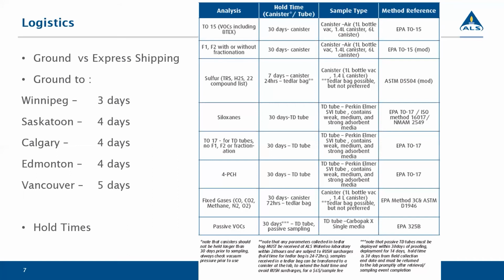The other reason that I have this particular slide up is for the hold times. So when we look at the canisters coming in, again, as I had mentioned, when it comes to fixed gases and sulfurs, we do ask for them to be in separate canisters. The one nice thing that you can do with those is if you're taking into a 1.4 liter can, you could ask for a duplicate sampler, and that way you're taking a true duplicate sample. That means that you're still getting the same sample going into both canisters.